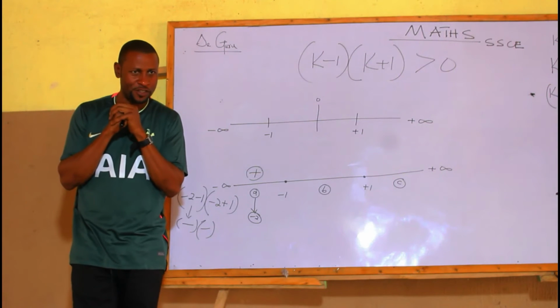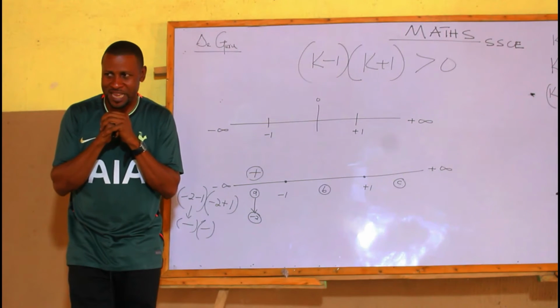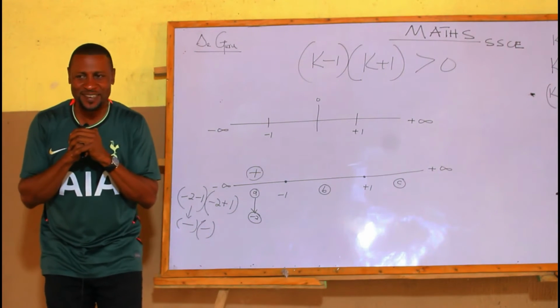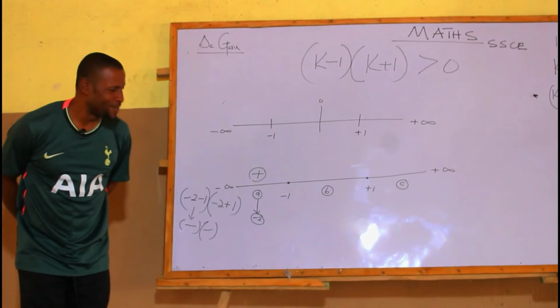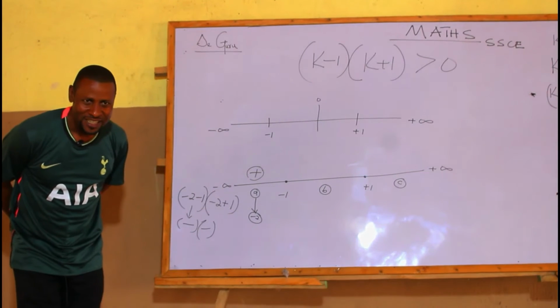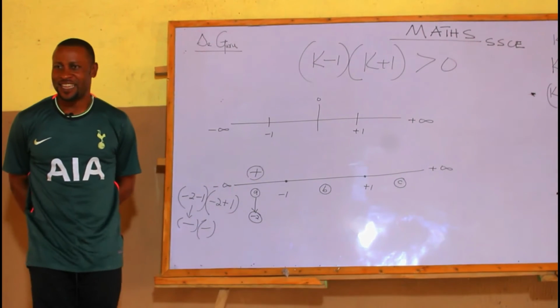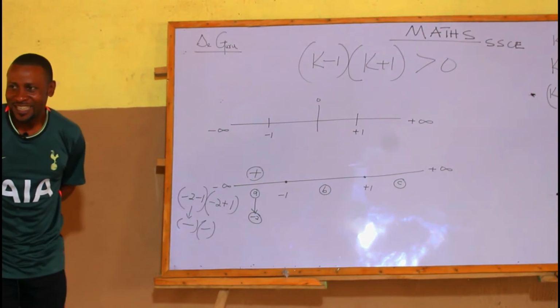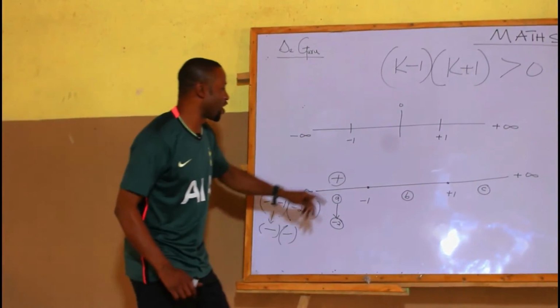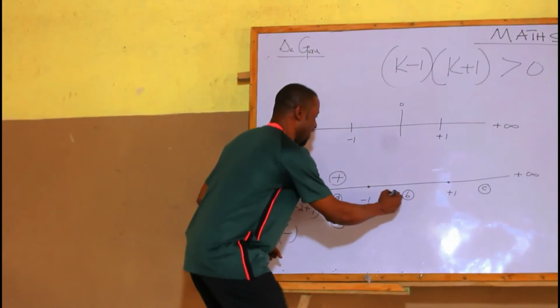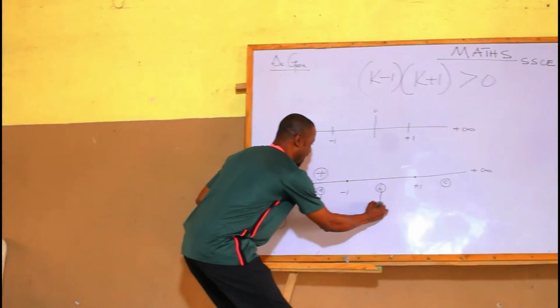Should I continue? We go to region B. Can somebody choose a number in region B? Use a whole number. 0 is there. Is 0 in region B? It is there. Now follow me. I'm testing region B with 0.